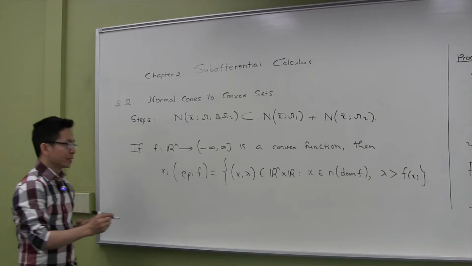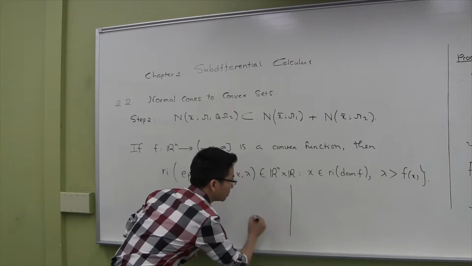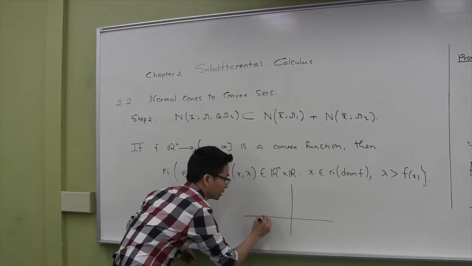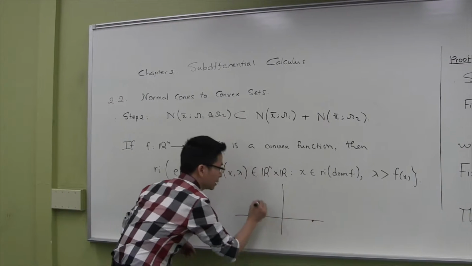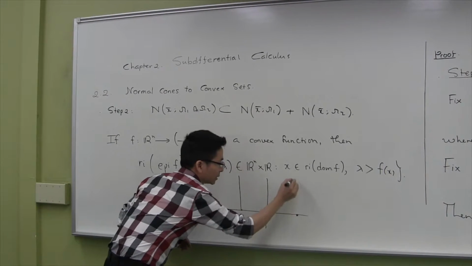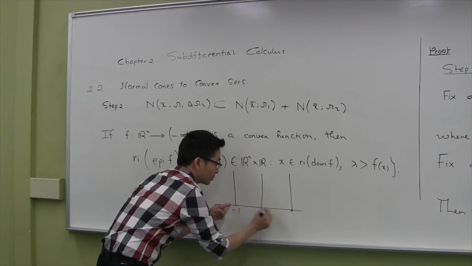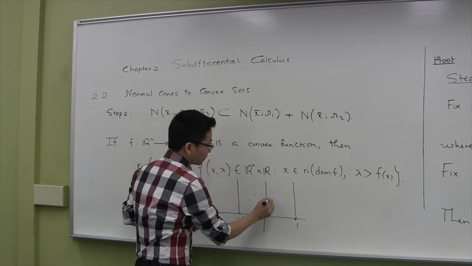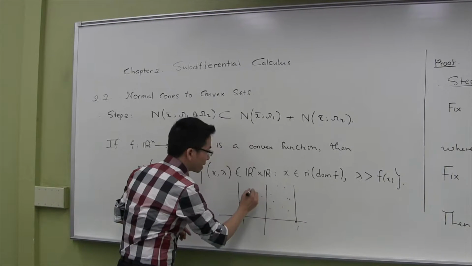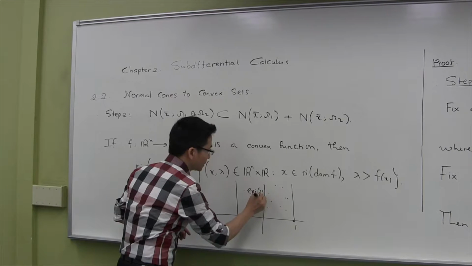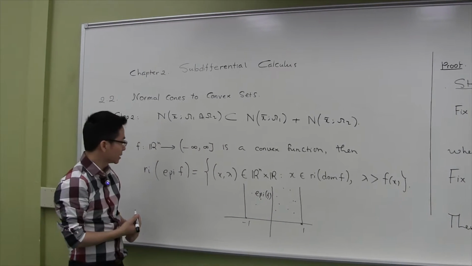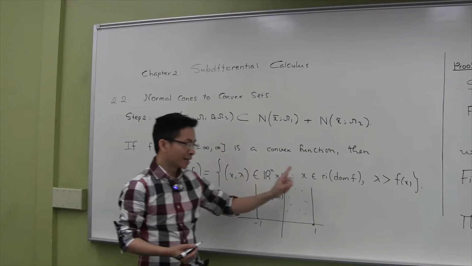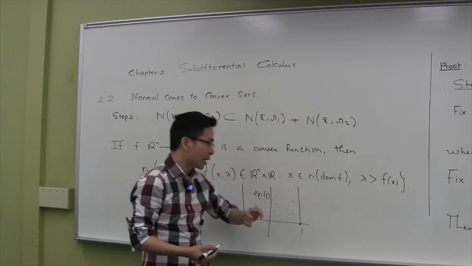So this property can be seen from a figure. For example, if the function is equal to 0 in the interval from -1 to 1 and infinity outside, then this is the epigraph of f. So how can we represent the relative interior of the epigraph of f in terms of the relative interior of the domain of the function?